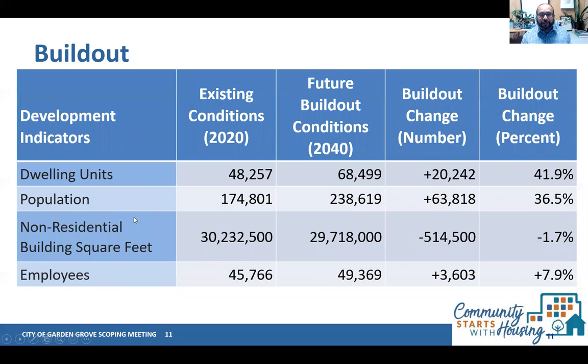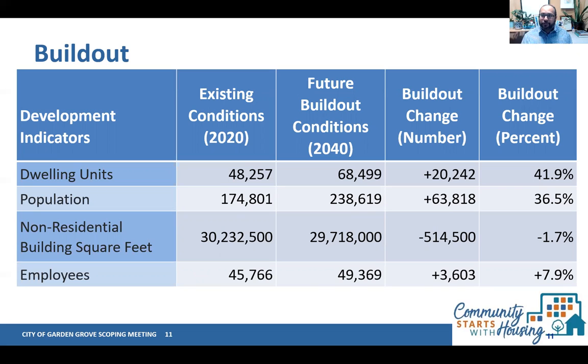So let's talk about build out. What do the changes to the land use plan mean? Here in the middle where it says existing conditions, that's how many housing units, where it says dwelling units. There's about 48,000 dwelling units throughout the entire city of Garden Grove as of 2020. We wrapped up a study late last year, and we codified that 48,000 number. We're trying to accommodate that 19,000.